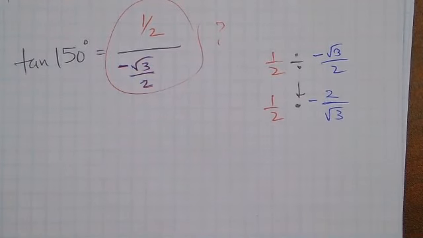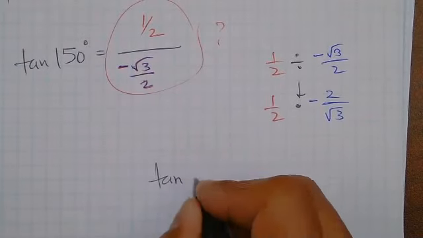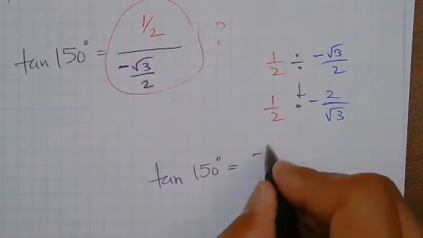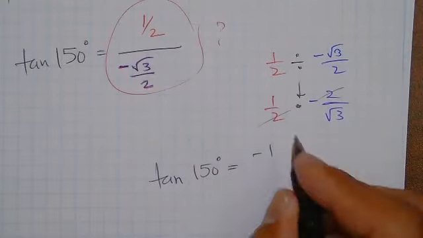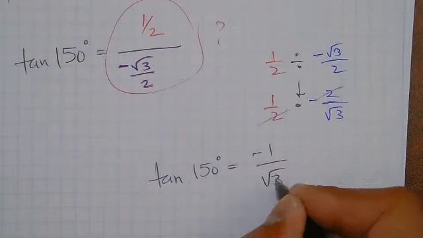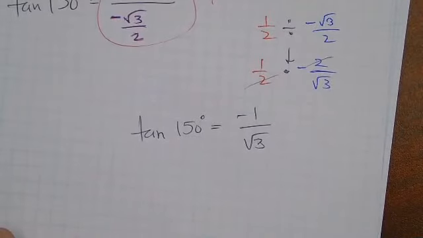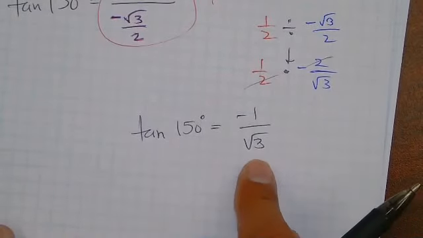All right, what's going to happen there? The 2's are going to cancel. What are you going to get for tangent of 150? Everybody agree you're going to get -1. There's a negative, the 2's cancel, -1. But the root 3's in the bottom.